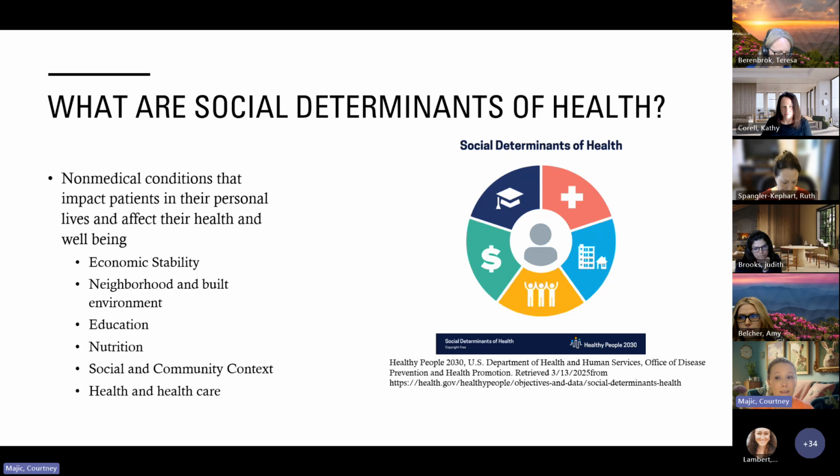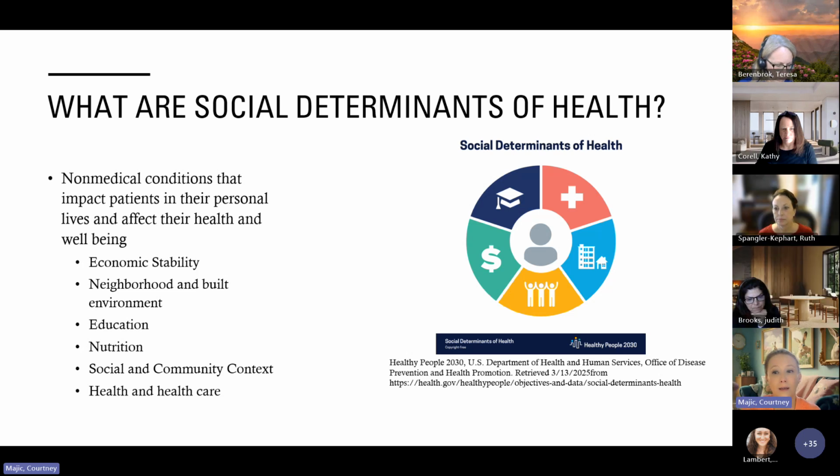And education is next. That is where your literacy comes into play, types of languages that are spoken in the community, or is there access to higher education or vocational training, and also what kind of early childhood education is available in the area. And then moving down the list, we have nutrition, which is just access to healthy food and clean water.